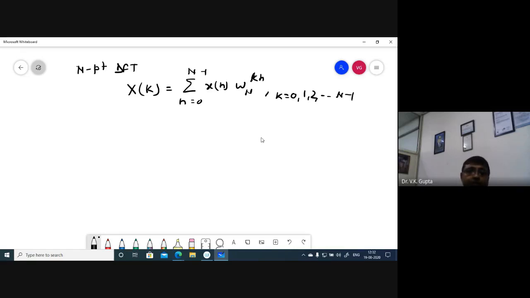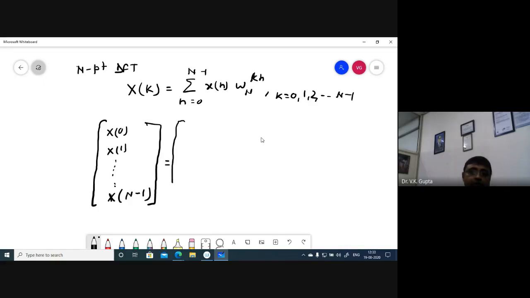For the matrix method, we have x(0), x(1) up to x(N minus 1). If the length of x(n) is less than N, then what should we do? We apply zero padding, so that the length of x(n) will be N, capital N.